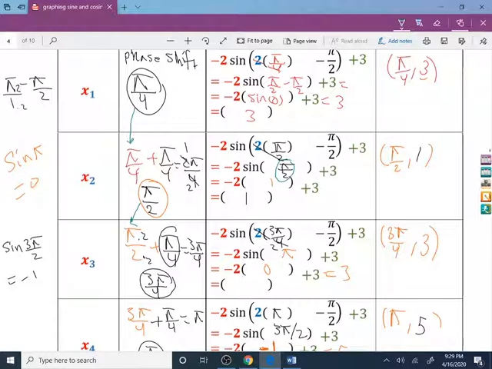Then add it. 3 pi over 2 minus pi over 2 is pi. You're lucky. Pi. Are you hungry? Pi of pizza. Remember, sine pi: the pi, the sine. The pi is like a circle. The circle is 0. Sine pi is 0.